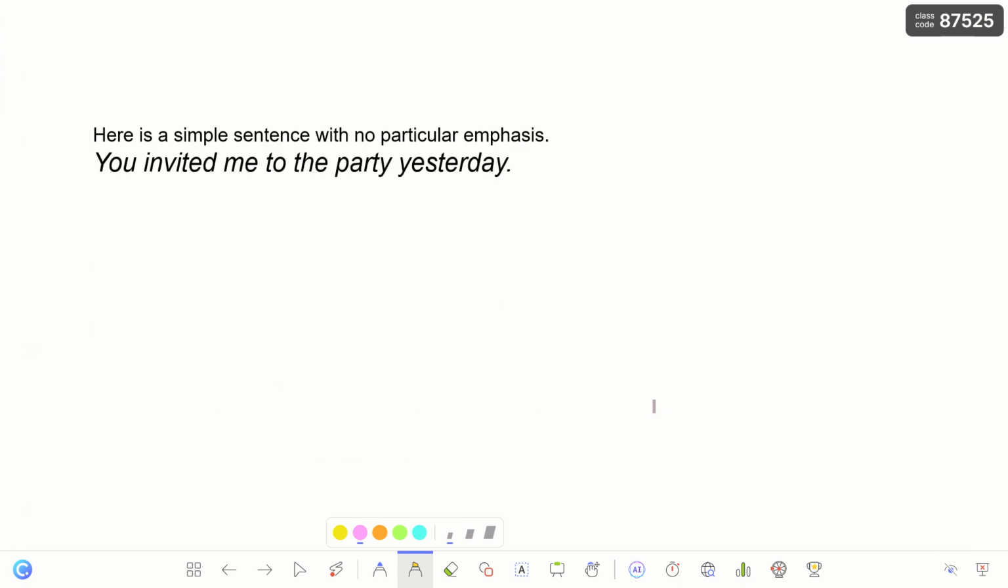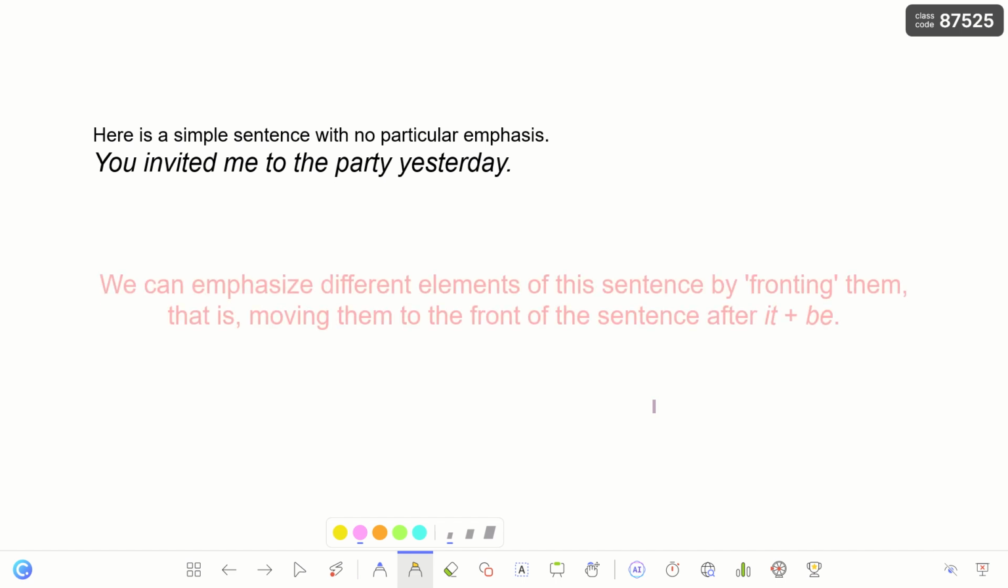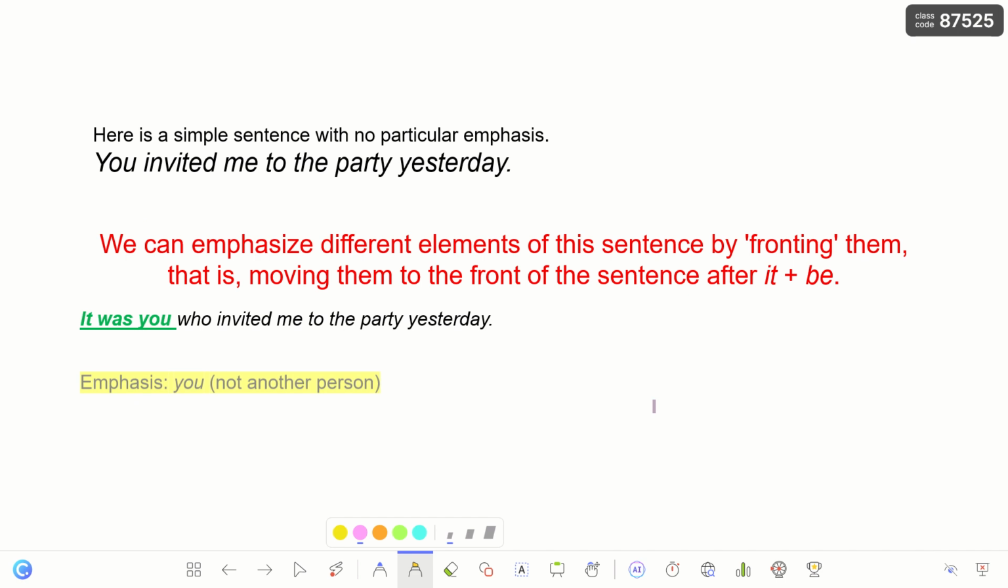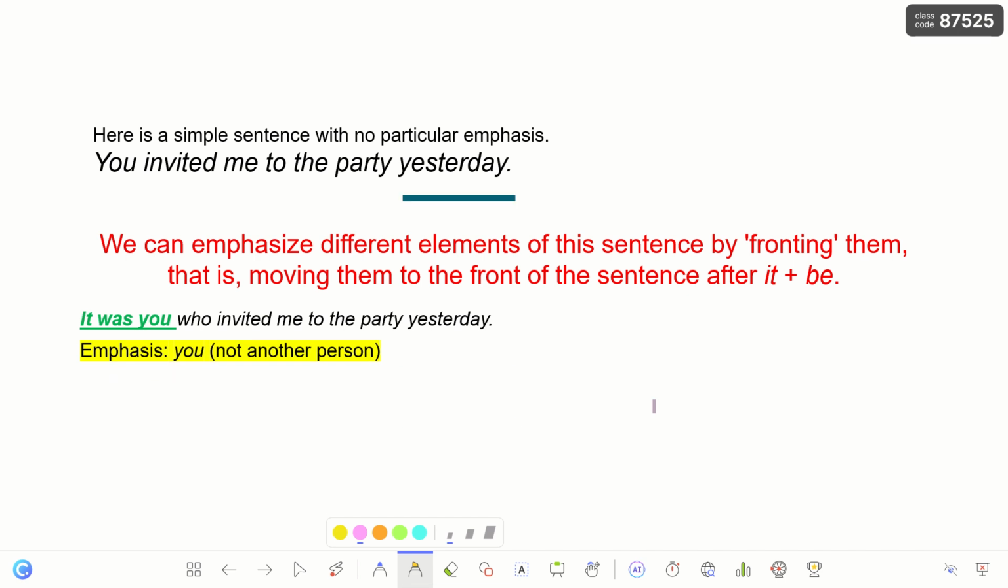Okay, here's a simple sentence with no particular emphasis. You invited me to the party yesterday. If I ask you to focus or to emphasize the part of you, so to change this one to an it cleft sentence, I say, it was you who invited me to the party yesterday. If I ask you to emphasize the time, it was yesterday, so I say it was yesterday.